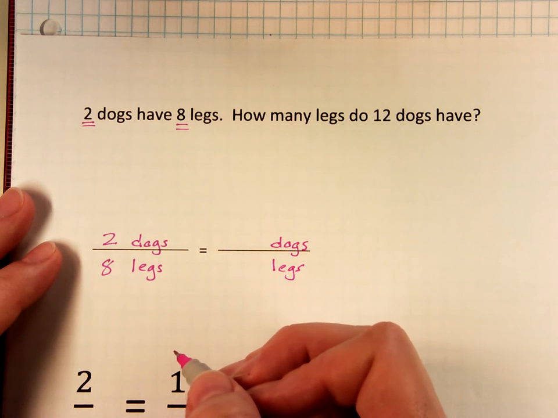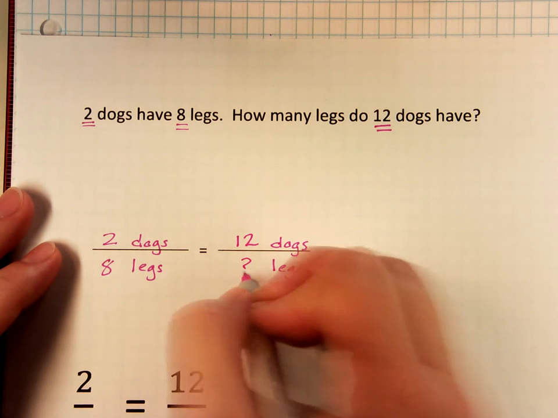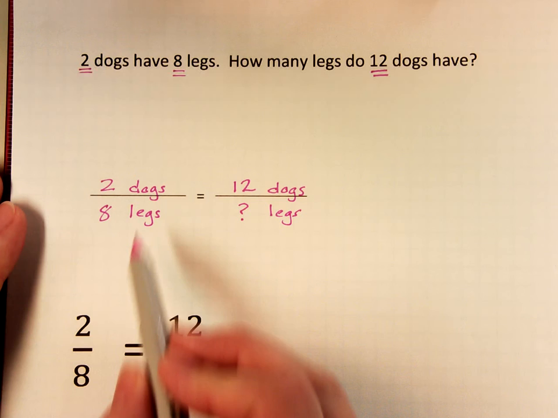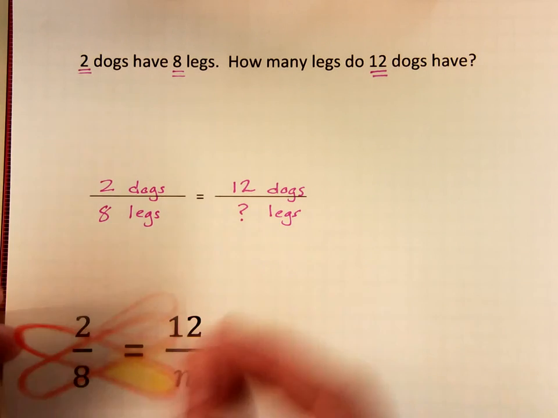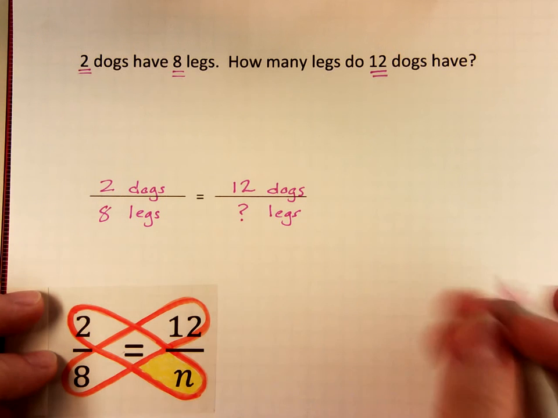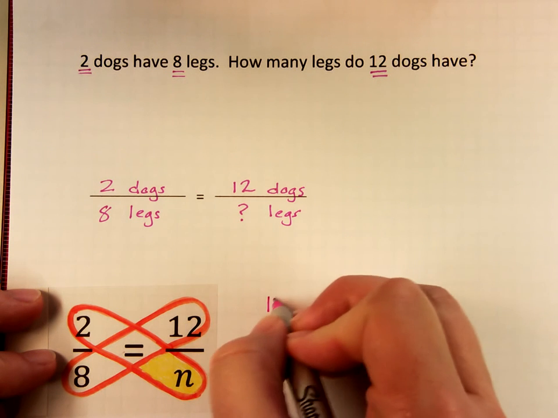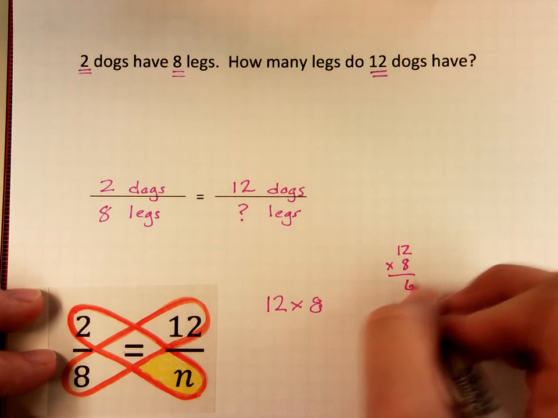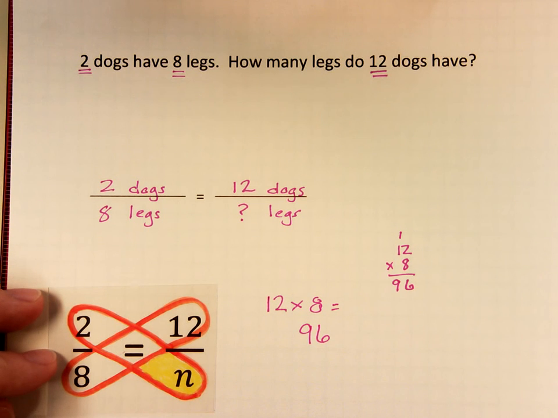Do we know any of the rest of the information? We do. How many legs do 12 dogs have? And you don't know the number of legs. So 2 dogs have 8 legs equals 12 dogs over an unknown number of legs. That's the proportion. Step number 1, start with the X that you already know 2 numbers for. 8 times 12. 12 times 8. And if you don't know that, you can always work it out. 8 times 2 is 16. Carry the 1, 96. That's step 1.